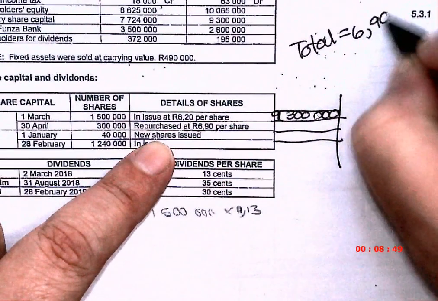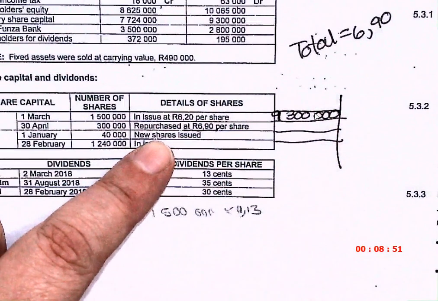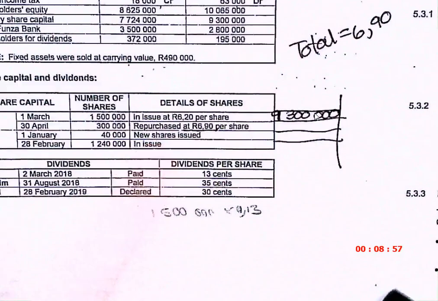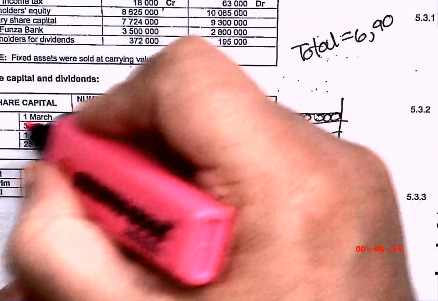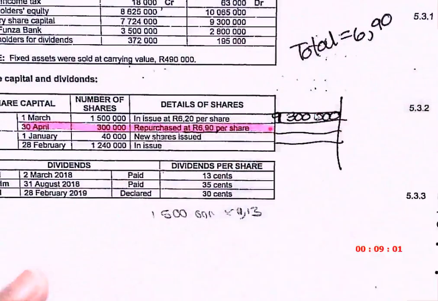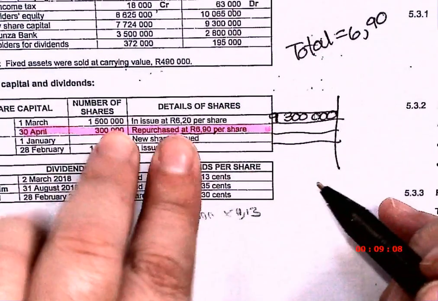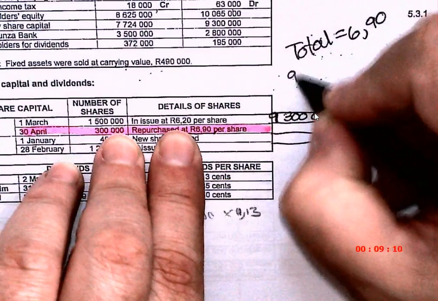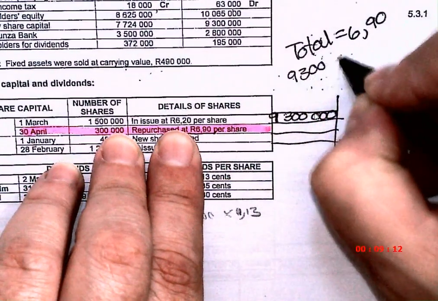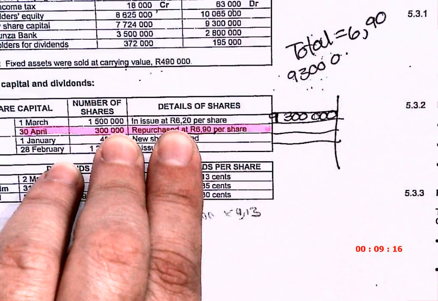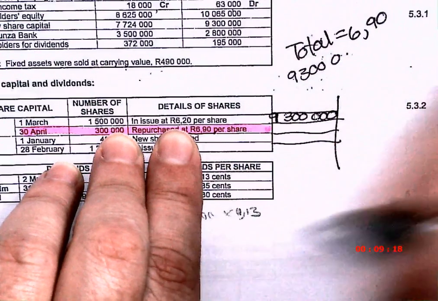I want the average. So when I want the average, what do I do? I look where that repurchase is situated, and I see it's situated right after the opening. So I can take the opening of 9.3 million. Where did they give me the average? 620. Thank you. Can you see it's going to be 620?